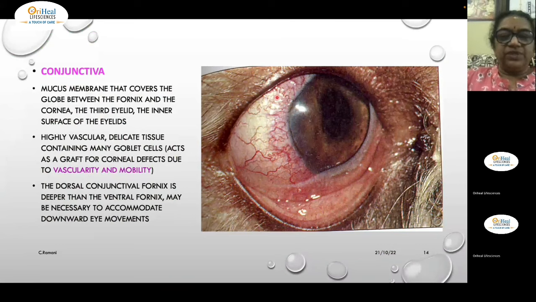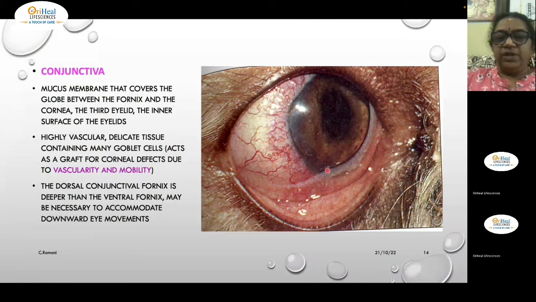And another advantage of this is it is very highly vascular. When you say that cornea is avascular, this is a structure that is highly vascular. So what we normally do whenever there is an ulcer on the cornea, we try to utilize this vascularity of this tissue so that we will try to take a graft and then try to heal the corneal ulcer with the help of this vascularized structure. Because it is highly vascular, delicate and mobile, that is why you can take the graft from the conjunctiva.